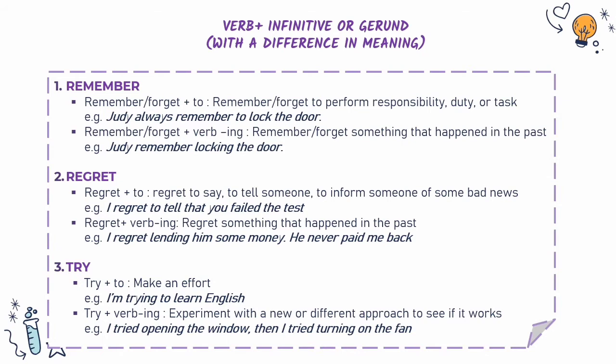Now, compare with the usage of regret plus verb-ing. It means regret something that happened in the past. John regrets lending Sarah some money. She never paid him back. So, John regrets doing that for Sarah. He won't lend his money anymore to Sarah.